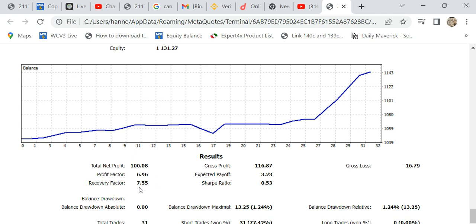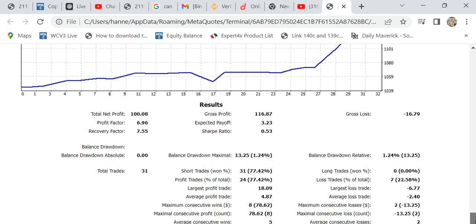And the recovery factor, I couldn't even up to now find out what it means, but yeah, there you go. Sharpe ratio, the higher it is, the more investors will look at this. So this is quite impressive for today. And then if you look there, absolute drawdown, balance drawdown, absolute means how far did it go negative?